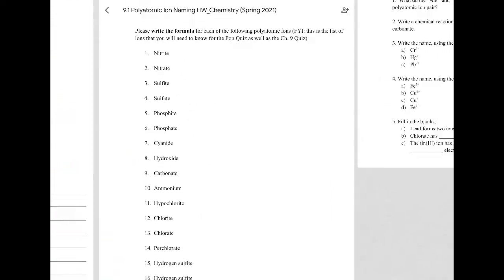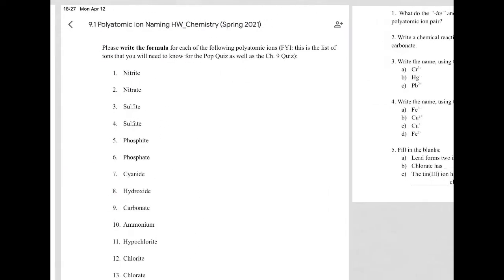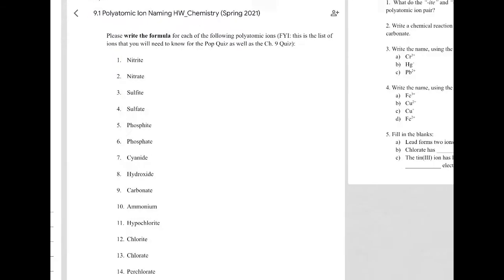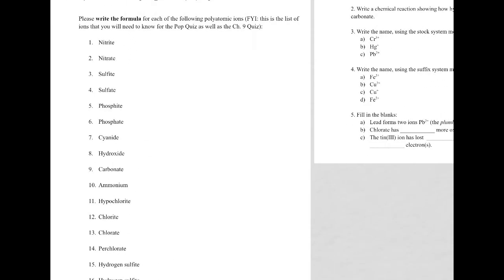Then we have our 9.1 polyatomic ion naming homework. In this one, we need to write the formula for each of the following polyatomic ions. And I said this is the list of ions that you'll need to know for the pop quiz. This is the completed list. These 19 are the ones that you need to know. So first we have nitrite, which is NO2 minus. If nitrite has 2 oxygens, then nitrate must have 3, so that is NO3 minus. The charge is never going to change. It's just going to be the number of oxygens.